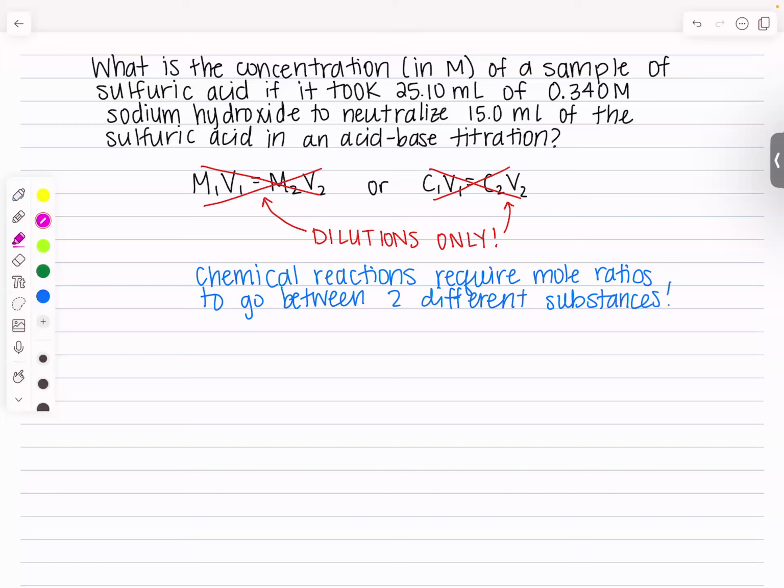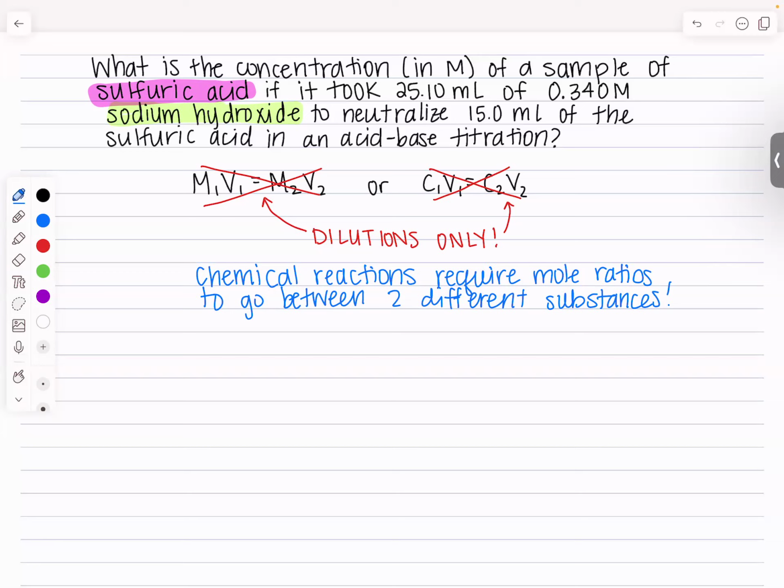So if we're looking here, we have sulfuric acid that we're trying to find, but I'm giving you information also about sodium hydroxide. These are two different substances, and so I will need to look at a mole ratio, and the dilution formula doesn't have a mole ratio in it. There are some versions of that formula that do have the mole ratio there. I highly recommend that instead of relying on a formula where you plug numbers in and chug answers out, you really understand what you're doing by using dimensional analysis and your relationships that you understand about molarity and mole ratios to solve the problem.